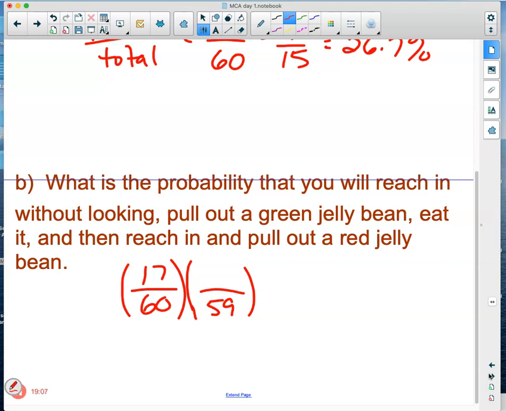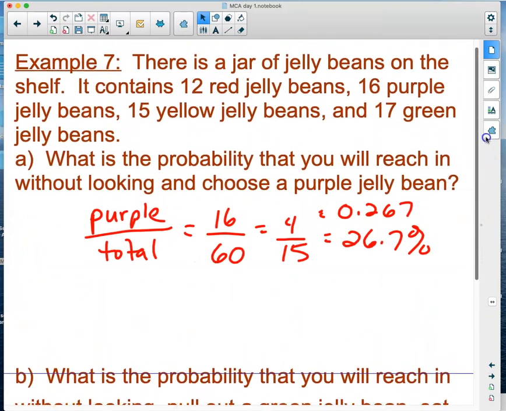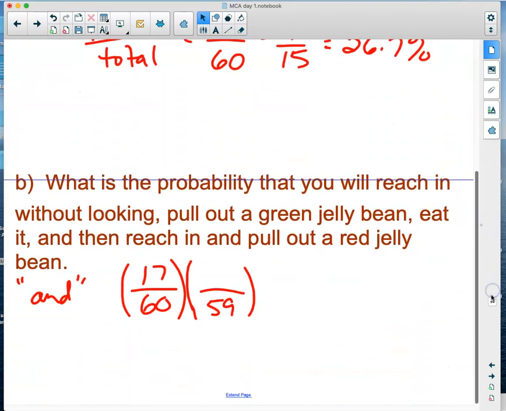And whenever you want two things to happen at once with probability, overwhelmingly the way that you get that is by multiplying. We learned pretty early on in probability that if we're talking about the word and, so we want green jelly bean and red jelly bean, that means we have to multiply these two pieces together. So now that I only have 59, I go back up and I look for how many reds there were. There were 12 red jelly beans.